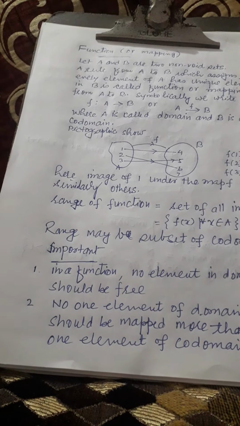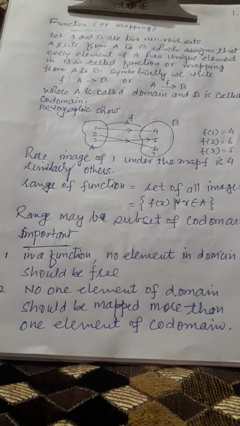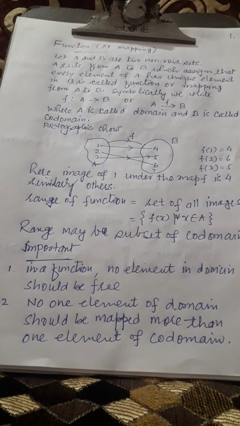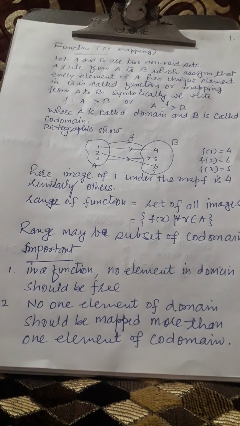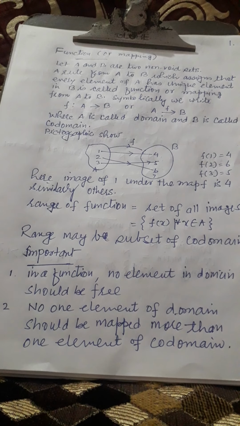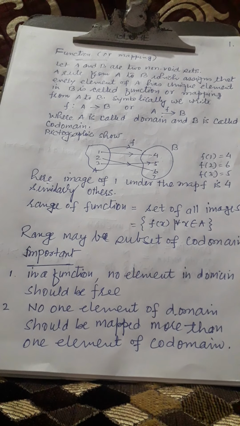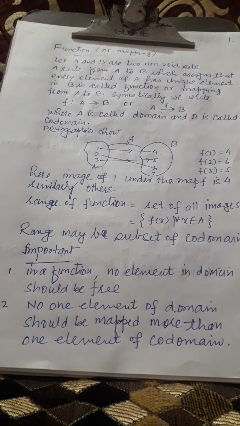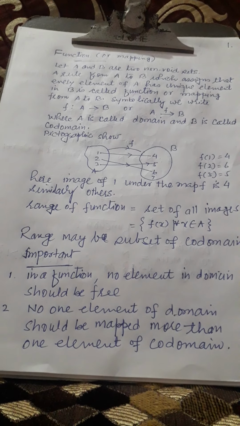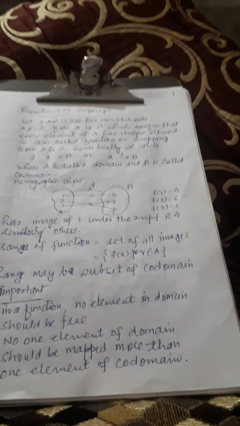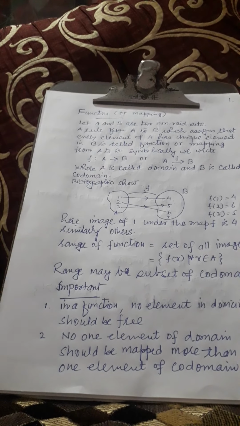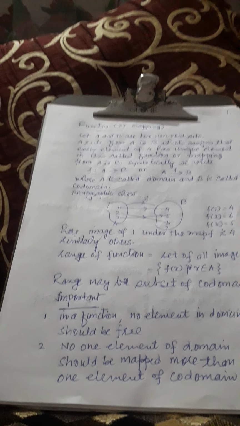How can we say that two sets are equal? If either set is a subset of the other. It means if I want to say set A is equal to set B, it means A is a subset of B and B is a subset of A. If these two conditions are true, then we can say A equals B. Now, roughly we can understand this concept.